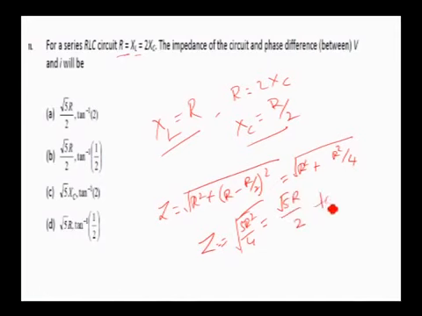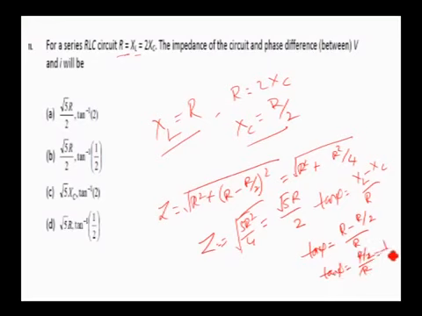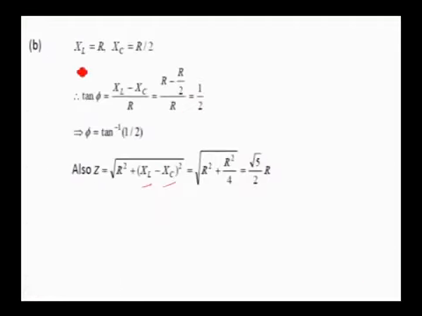But tan phi is XL minus XC divided by R. Then tan phi, XL is what? R. XC is R by 2, divided by R. Then finally tan phi is equal to R by 2 divided by R. This gets cancelled, you get half. I think this is option B. So XL minus XC, R minus R by 2, by R becomes half. Then substituting R square, XL minus XC, R minus R by 2 is R by 2 whole square, R square by 4, simplification.